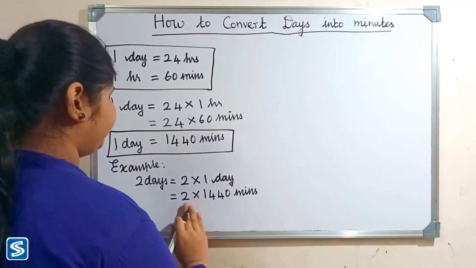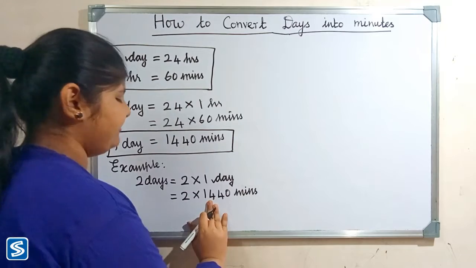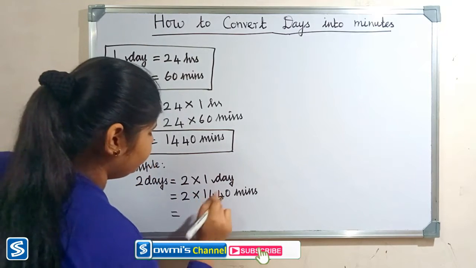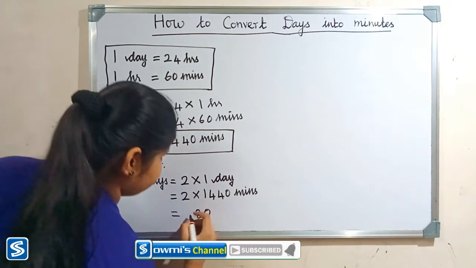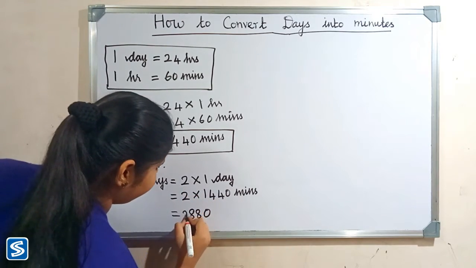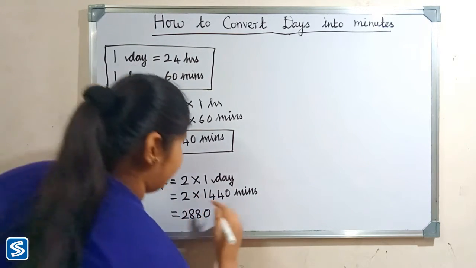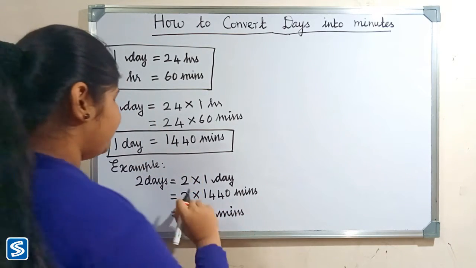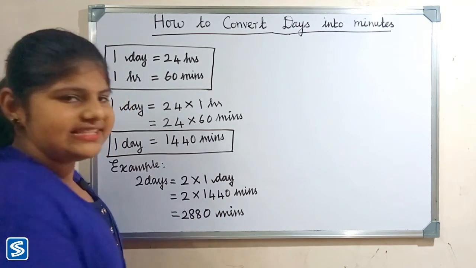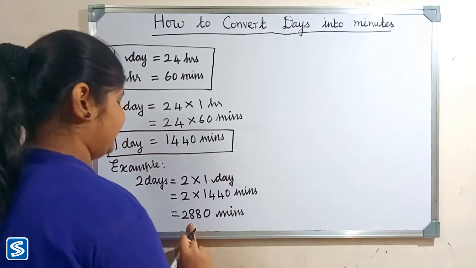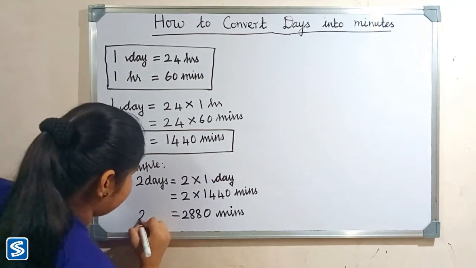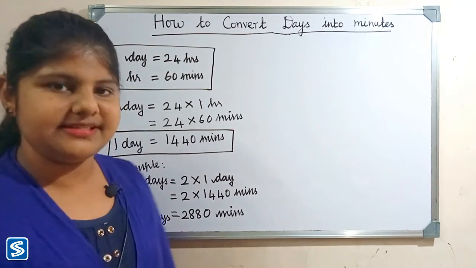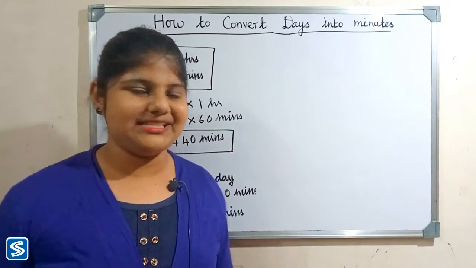So now we have to multiply 2 with 1440 minutes. So 2 zeros are 0, 2 fours are 8, 2 fours are 8, 2 ones are 2. So 2880 minutes. So when we multiply 2 with 1440 minutes, our answer will be 2880 minutes. So 2 days is equal to 2880 minutes. Next we will see another method for doing this problem.